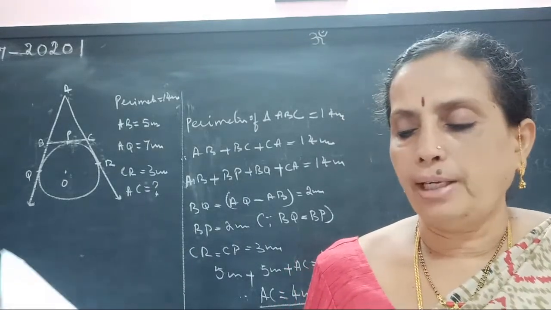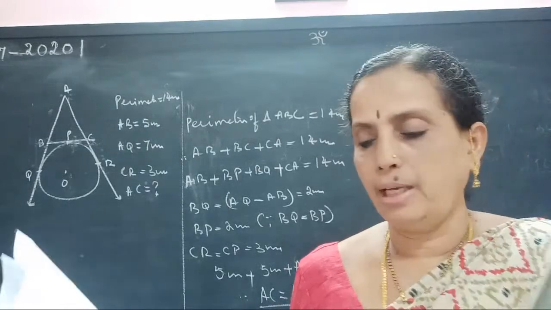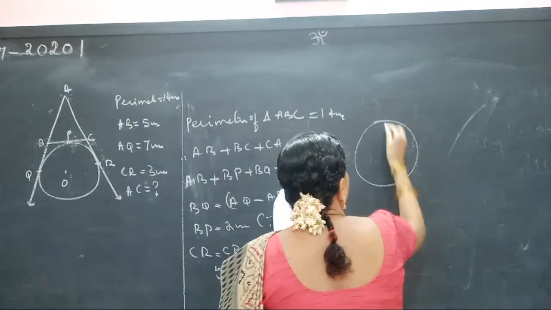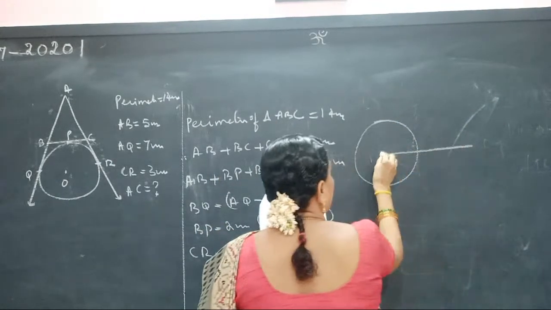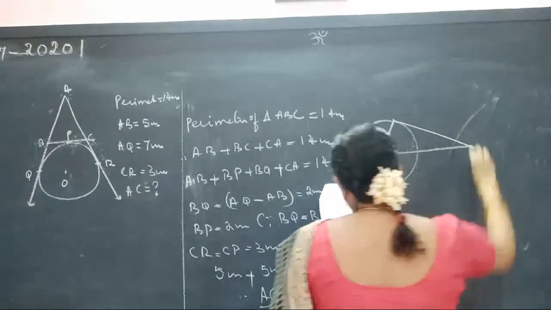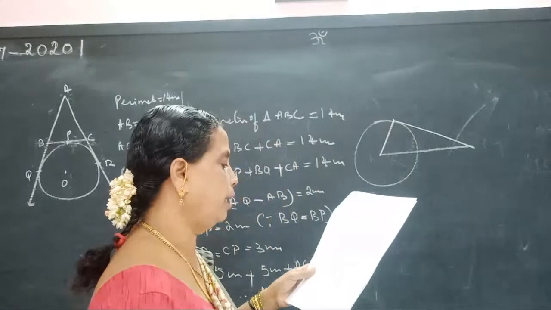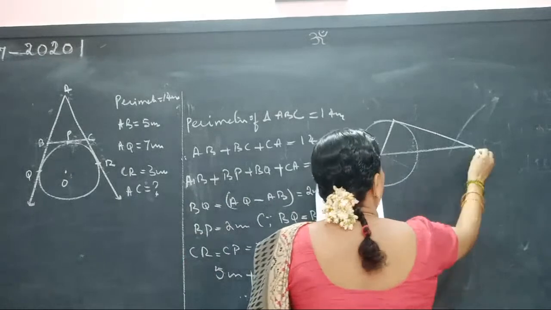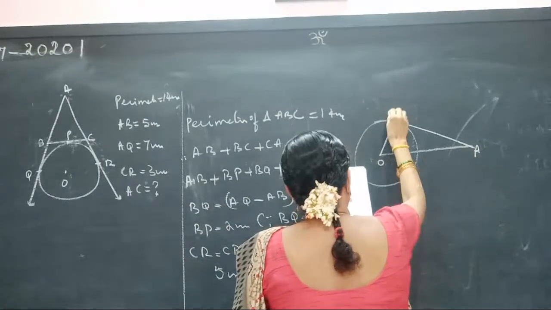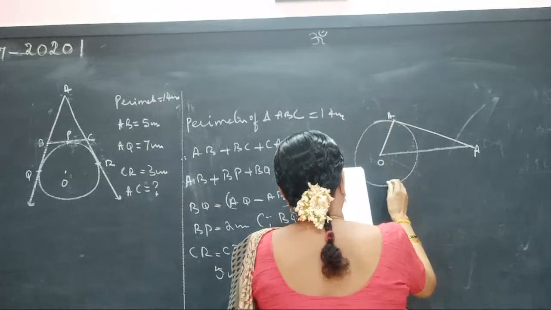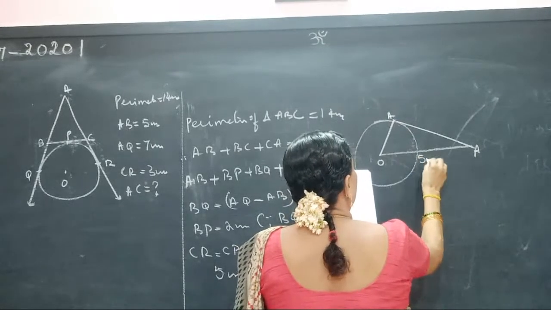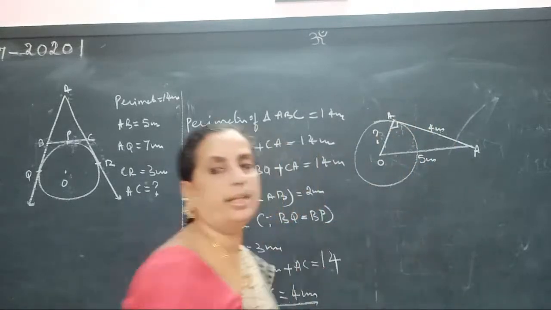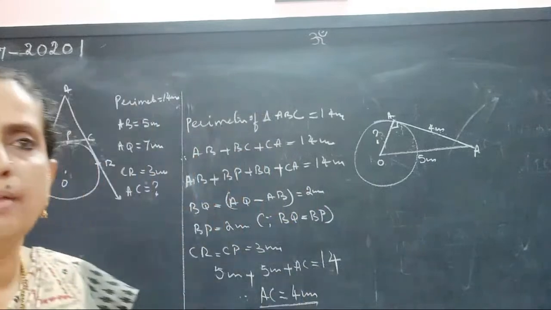Now, the length of the tangent, this type of question also we have done. Here we have to find the radius. I'll give the figure. This is the figure for the question 15. The length of the tangent from a point A at a distance 5 centimeter from the center of the circle is 4 centimeter. What is the radius of the circle?